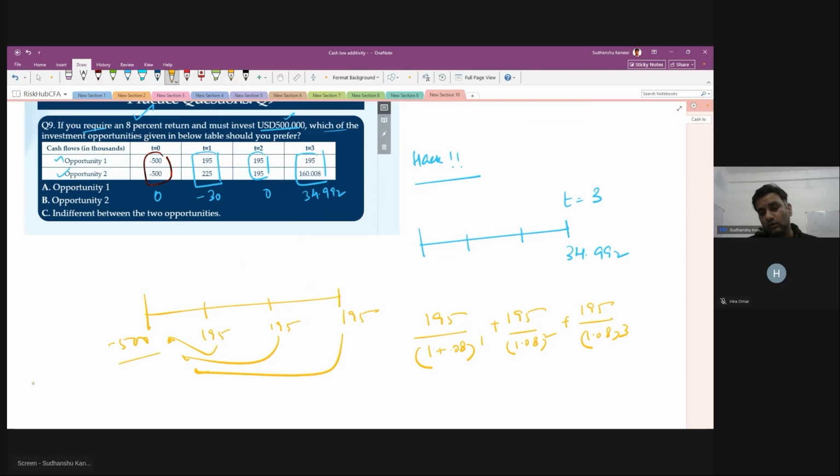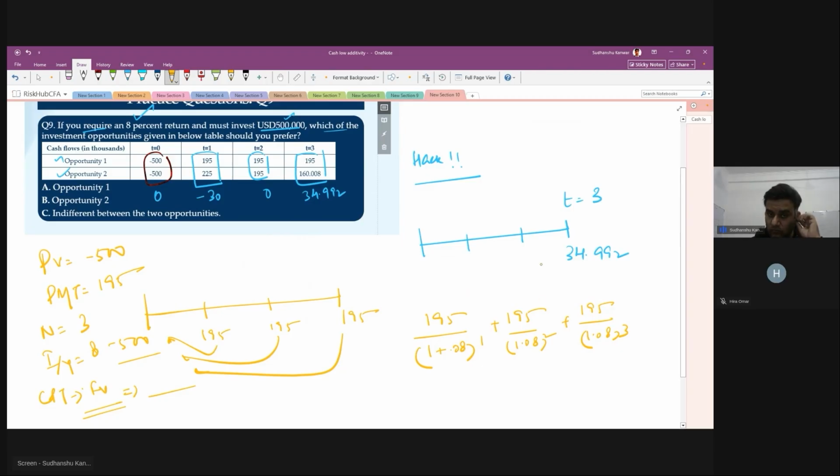So how do you do it? The way to do it, the PV is equal to minus 500. Your PMT, the cash flow which is coming, is 195, right? N is equal to 3, and I by Y is equal to 8. Then you compute your FV. If you compute your FV, you will get the answer.